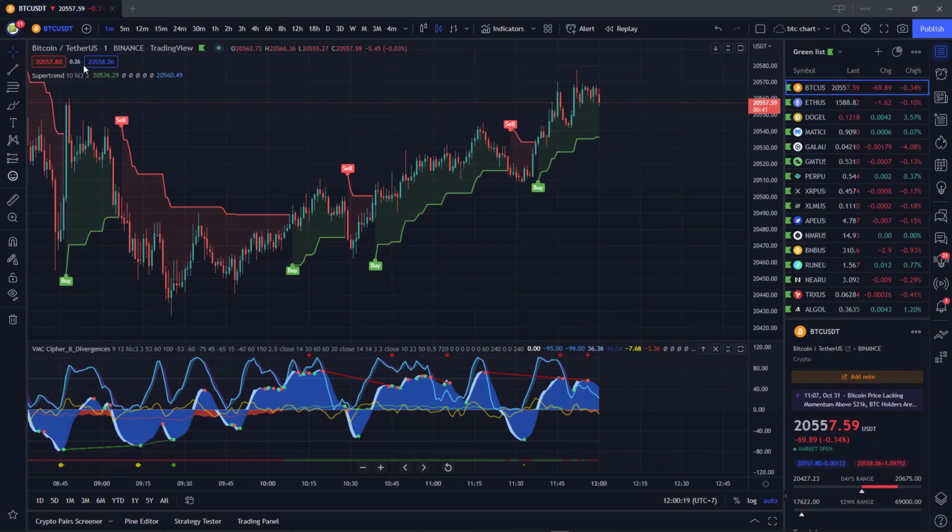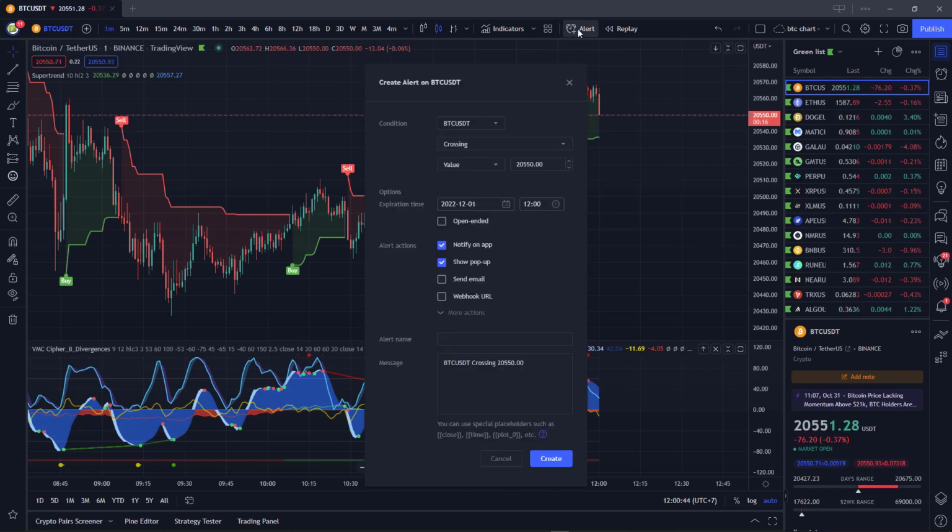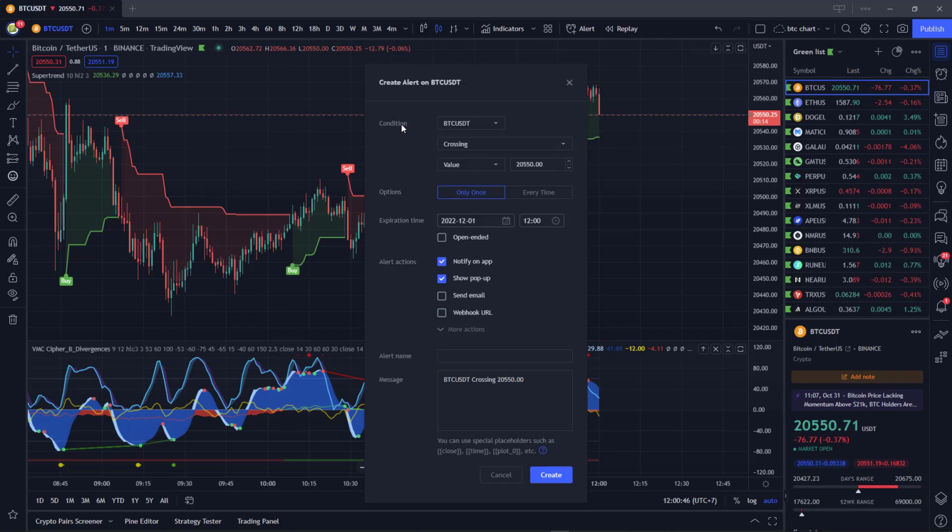Alright, we're on the 1 minute, we're on Bitcoin, and we want this indicator here to send a message to our Cryptohopper every time it prints one of these buys, and we're going to ignore the sells. Alright, so let's go to alerts. Make sure you're on the 1 minute first, and then condition here.